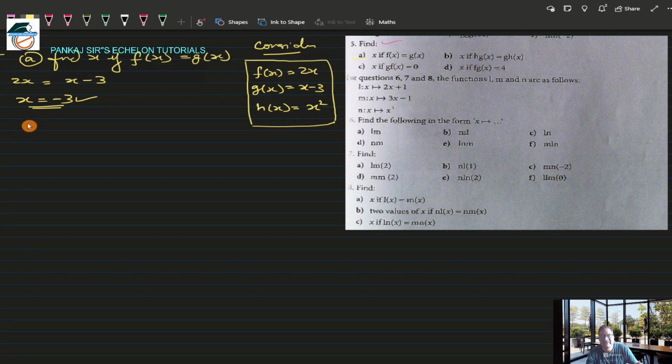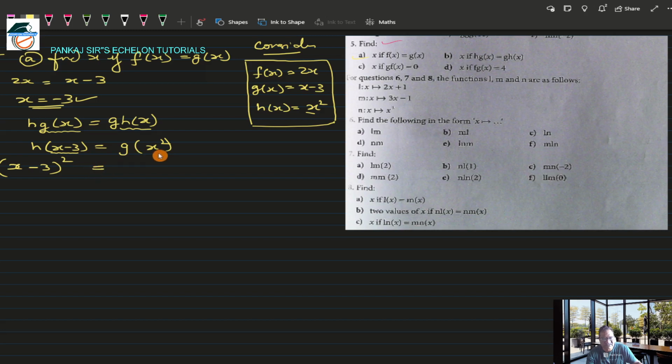B is find X if HG of X is equal to GH of X. Now, HG of X will be what? G of X is x minus 3, so I'm going to write x minus 3 for this G of X, and you have an H just before that. Same way here, H of X is x squared, and before that you have a G. From H of X equal to x squared, I'll find H of X minus 3. In this function, in place of X, I'm going to plug in X minus 3. So H of X minus 3 will become X minus 3 the whole square. This X minus 3, I have plugged in for X, that's it, and then the square will come over here.